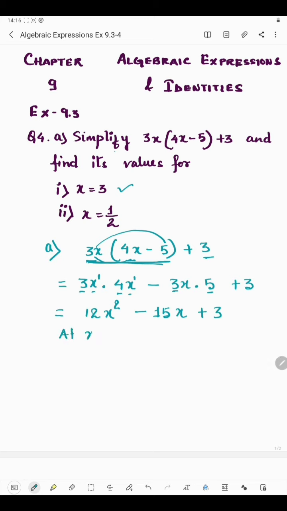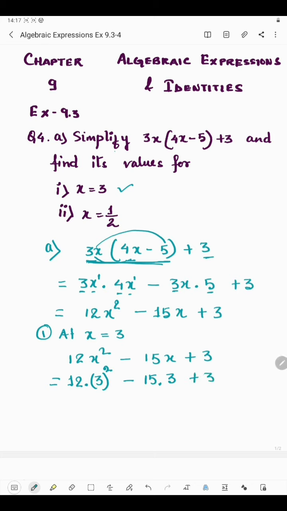In the first part we have x equals 3. So we'll put it in this expression, 12x square minus 15x plus 3. Now 12x square means 12 multiplied by x square. In place of x we'll put 3. So it's 12 times 3 square minus 15 multiplied by 3, because 15x means 15 is multiplied by x, so we put the value of x in place of x. And plus 3 will remain the same.